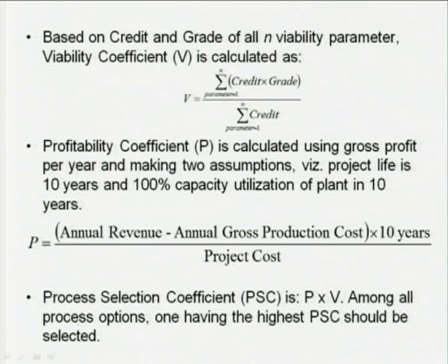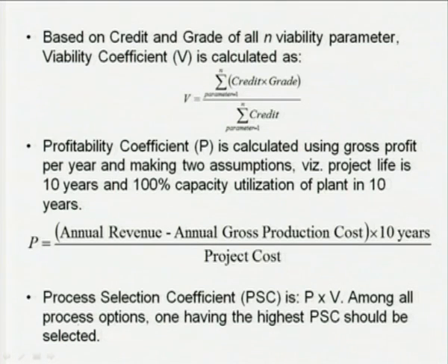Now, here the project may not be able to utilize all of its capacity right from year 1, but we can assume for simplification that there is 100% capacity utilization. So, the profitability coefficient P is calculated as the net profit, annual revenue minus annual production cost, times 10 years, divided by the project cost. And then the process selection coefficient is the product of the viability coefficient and the profitability coefficient.